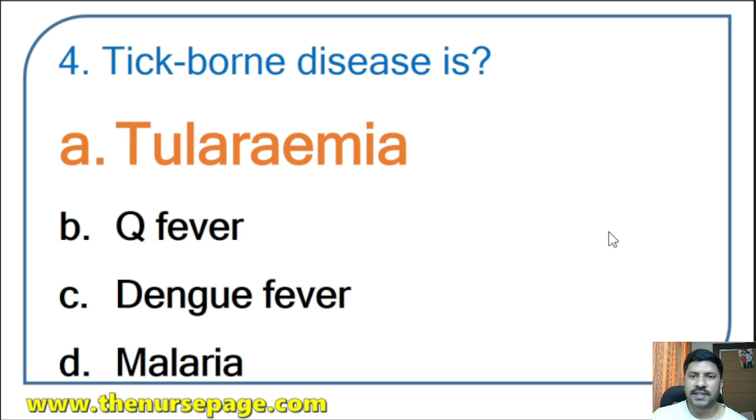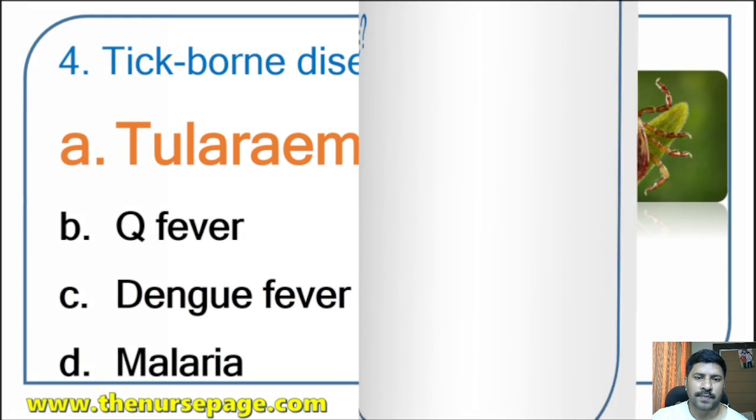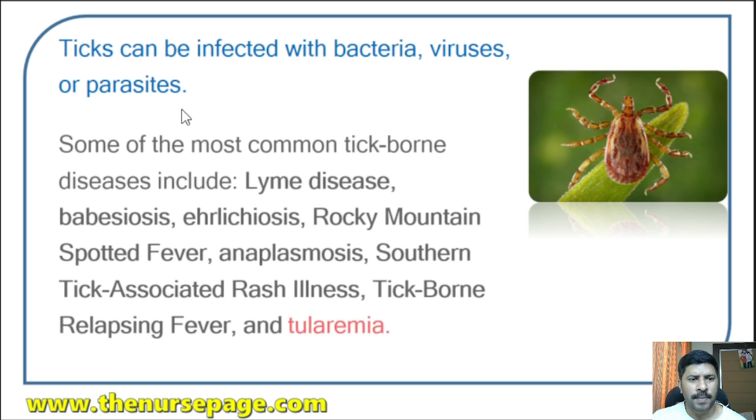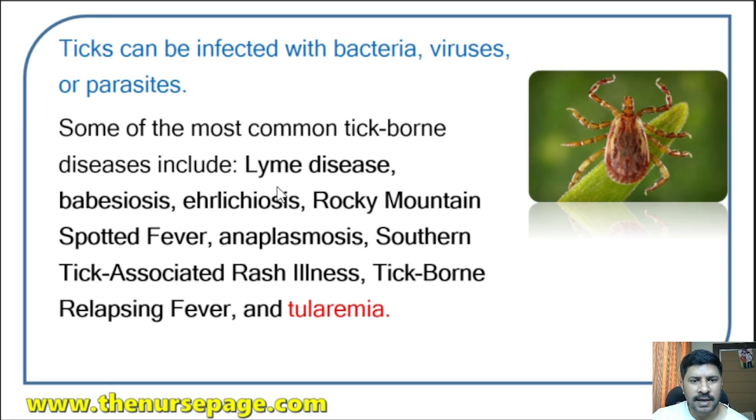The disease mainly affects rabbits, hares and rodents such as muskrats and squirrels. So tularemia is an example of a tick-borne disease. Ticks can be infected with bacteria, viruses or parasites, and they will transmit the infection to humans. The common tick-borne diseases are Lyme disease, babesiosis, ehrlichiosis, Rocky Mountain spotted fever, anaplasmosis, southern tick-associated rash illness, tick-borne relapsing fever, and tularemia.